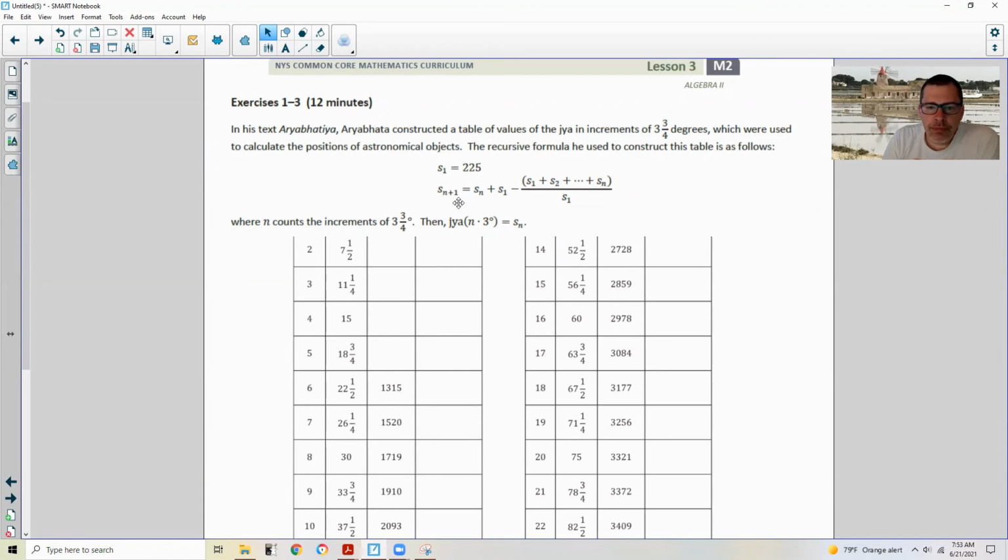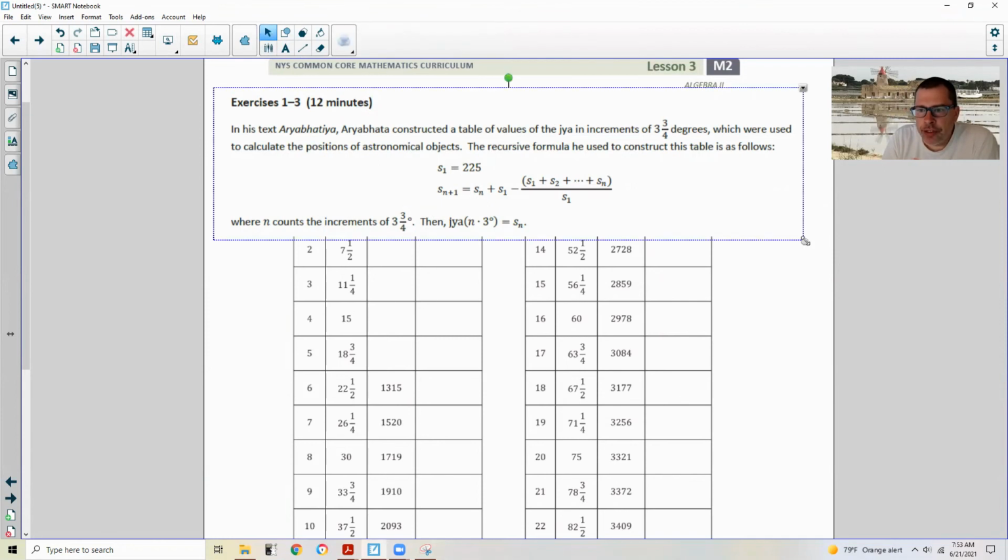All right. So what they're saying is where n counts the increments of 3 3/4 degrees, then Jya is n times 3 3/4 degrees, which equals S sub n. So from there, we're going to start. Let me just shrink this a little bit so we can see the top.